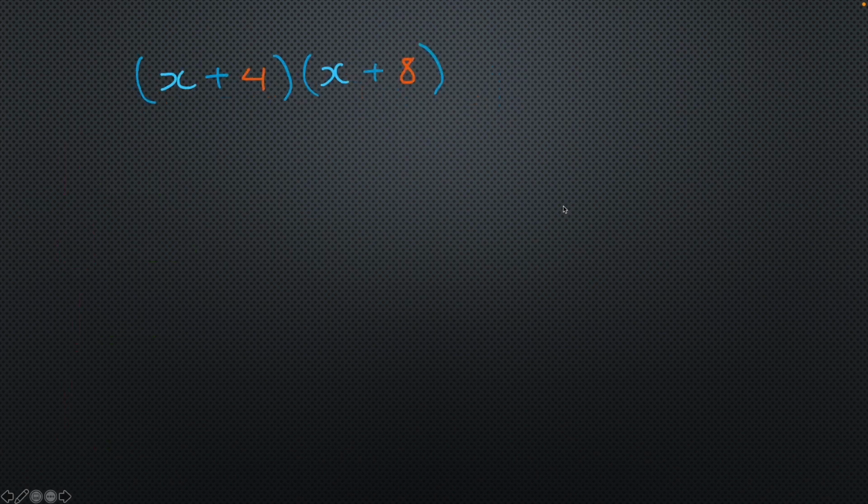So let's use this FOIL method in action with this example. Here we have x plus 4 and x plus 8. First of all, we multiply by F, which is the first term in each bracket, which in this case is x. That'll give us x squared. Next, after F is O. O is outer, so we multiply the outer terms in each bracket, x and 8, to give us 8x. Next we multiply the inner terms in each bracket, so that'll be 4 and x to give us 4x, and then lastly L, the last term in each bracket, which multiply to give us 32.